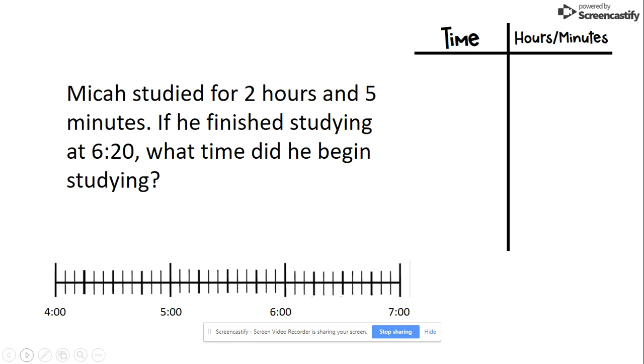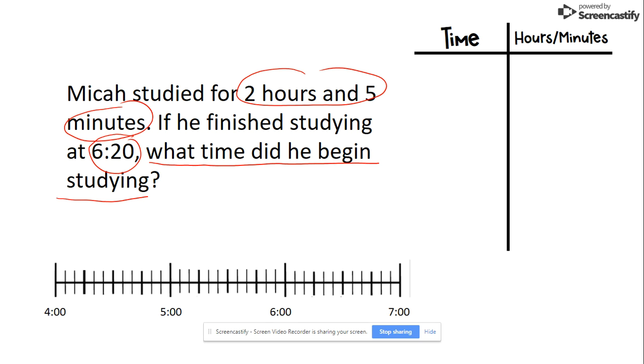In this problem, I have Micah, who studied for 2 hours and 5 minutes. If he finished studying at 6:20, what time did he begin studying? I'm going to circle the numbers they gave me, 2 hours and 5 minutes, and 6:20. I'm going to underline my question, what time did he begin studying? I'm going to box my keywords to help me understand, well, what information did they give me? So I know how long he studied, 2 hours and 5 minutes.